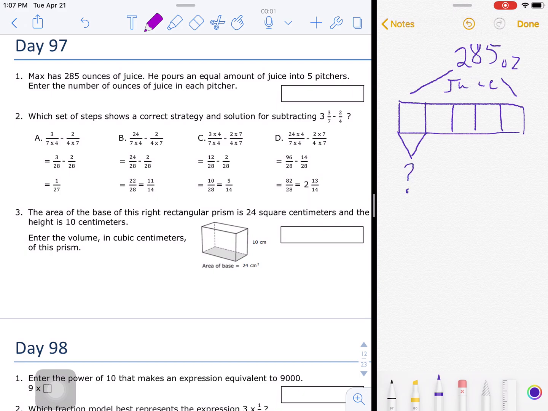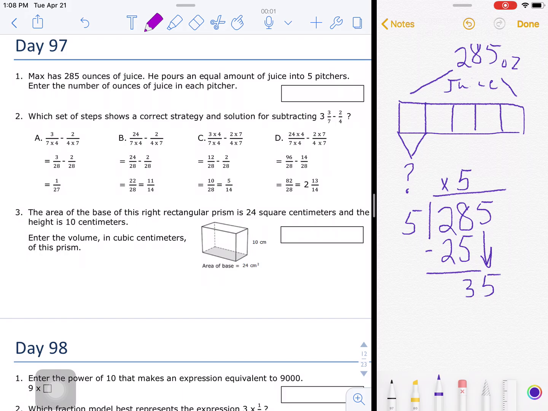So we have a division problem, and we're going to solve that using the standard algorithm. 285, the whole goes in the house, and we have 5 equal pitchers. How much goes in each pitcher? I know that 5 can't start there. 5 goes into 28 5 times. 5 times 5. Five goes into 35.